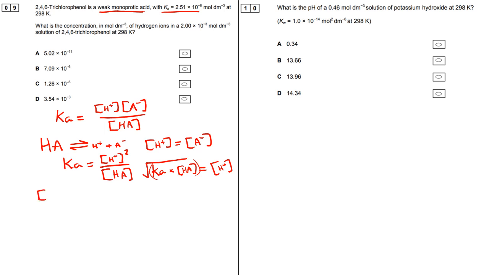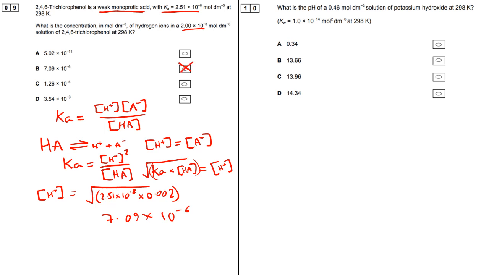So the H plus, let's just have a look at the numbers in the question, can be calculated by doing the square root of Ka, which you can see at the top of the screen there, 2.51 times 10 to the minus 8, times by HA concentration, or the acid concentration, which is this one here, 2 times 10 to the minus 3, or 0.002. Plug that into your calculator, square root your answer, and that should give you a final answer there of 7.09 times 10 to the minus 6. Let's just check through the answers, hopefully it's there, and we can see it is answer B.